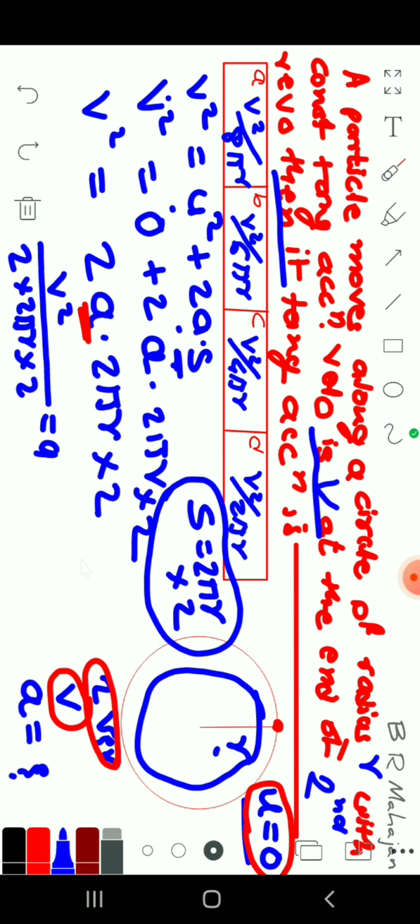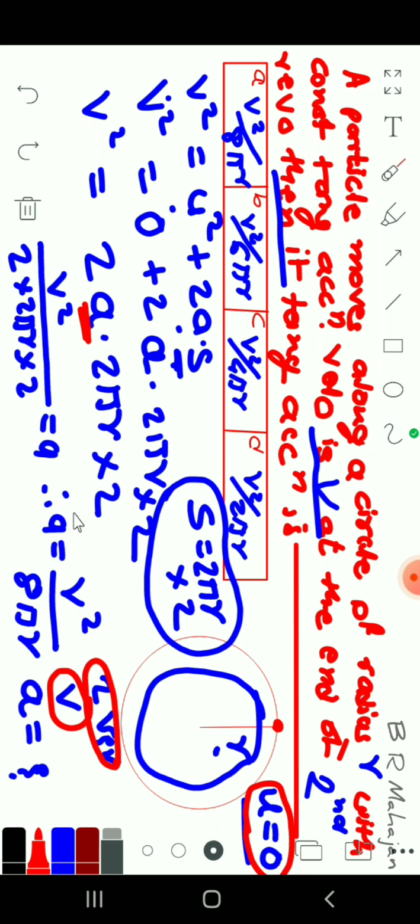So what do we get? a is equal to v square upon this 2 into 2, 4 into 2 means 8, again this pi and r, 8 pi r. So the final value of tangential acceleration is v square upon 8 pi r, and option A is correct. Thank you.